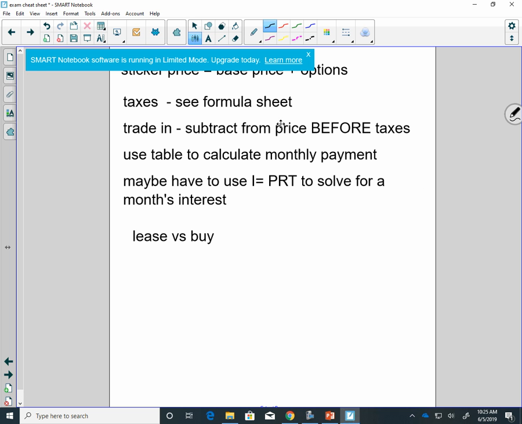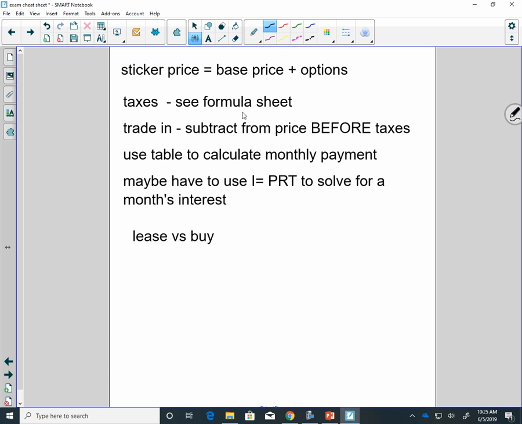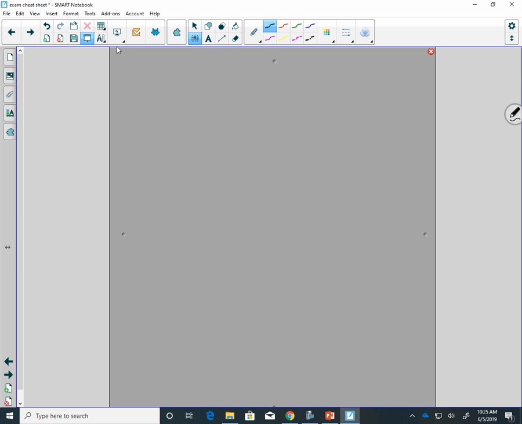Okay, so some other things. I'm going to go through. Do you have to copy them, Mr. Brad? This is where you start copying. Well, the first thing I've got is buying a vehicle, and I've got base price, sticker price.